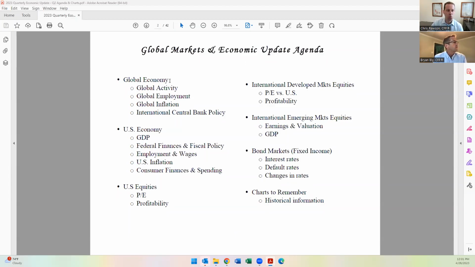This is our agenda. We are going to start with the global economy. We have a number of bullet points that we're going to cover here. We'll dive into the US economy, more specifically, US equities. Then we'll shift our perspective to international developed. We'll talk about emerging markets. And then we'll talk about bonds and interest rates and where our focus is in this area. And then lastly, some charts to remember.